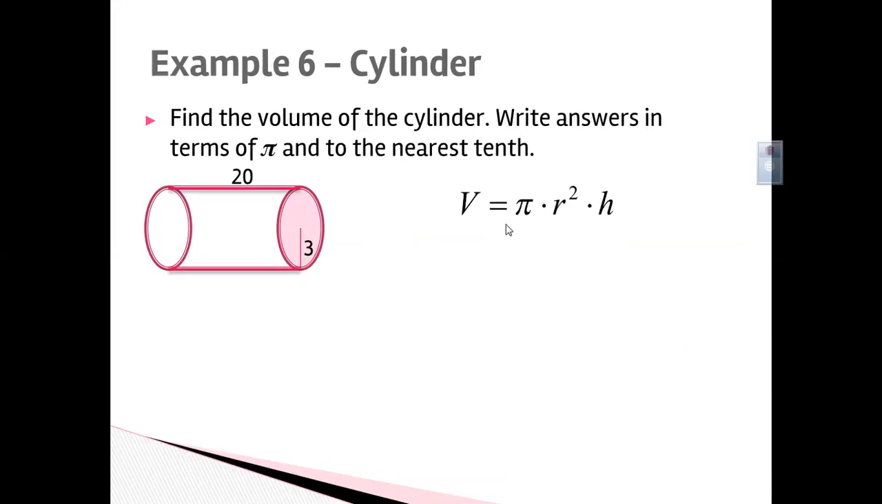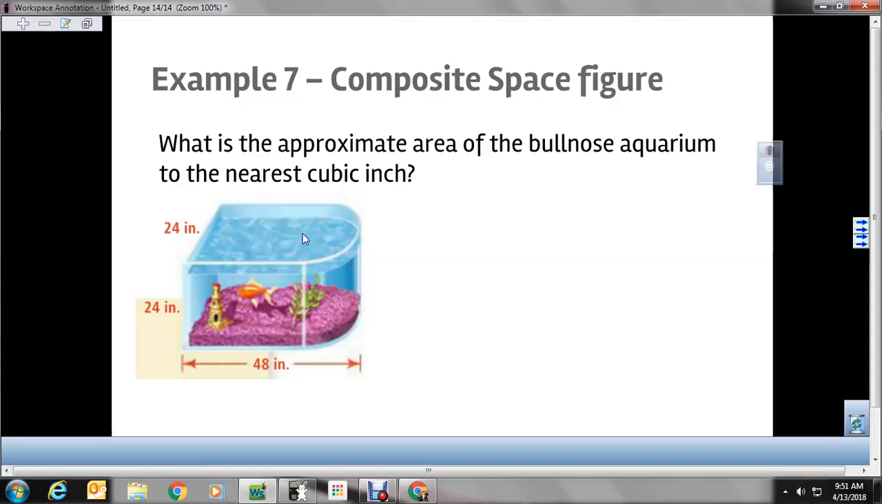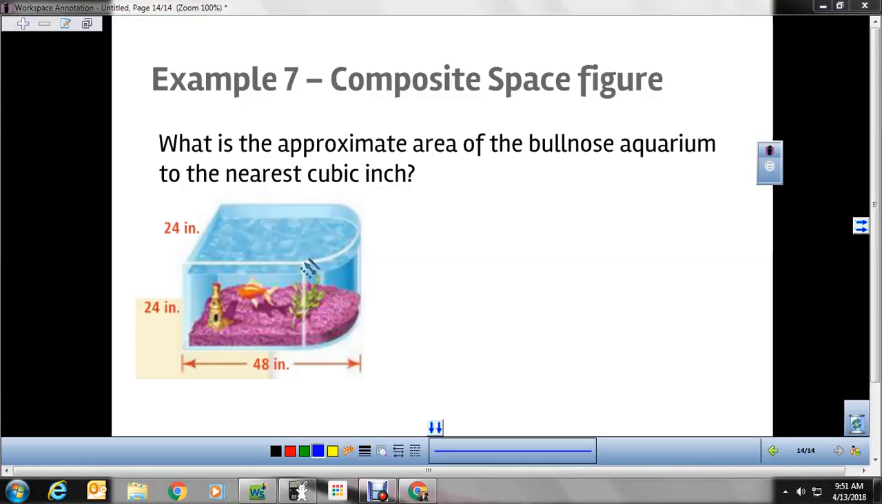All right, let's go to the last one. What is the approximate area of a bullnose aquarium to the nearest cubic inch? So there's a couple ways you could do this. You could break this up into a rectangular prism and half of a cylinder. We got half a cylinder here. We got a rectangular prism over here. Or you could find the area of the base, like we've done on the other ones, and multiply it by the height.